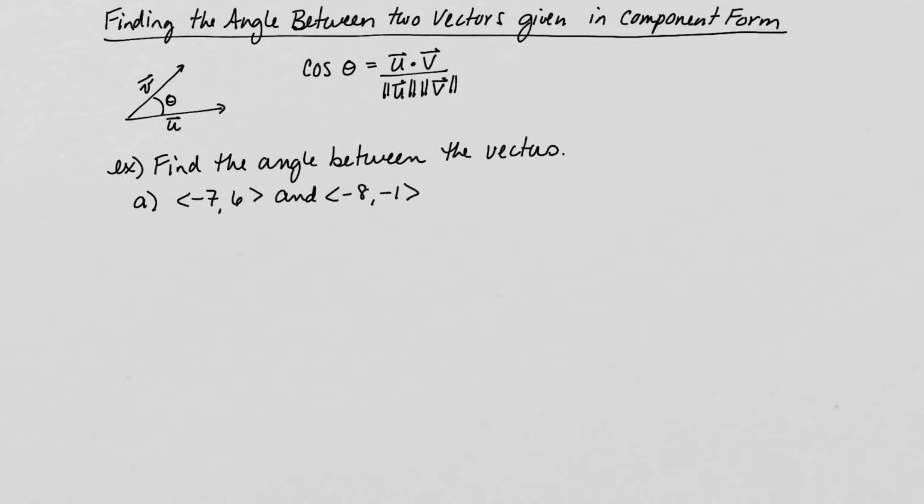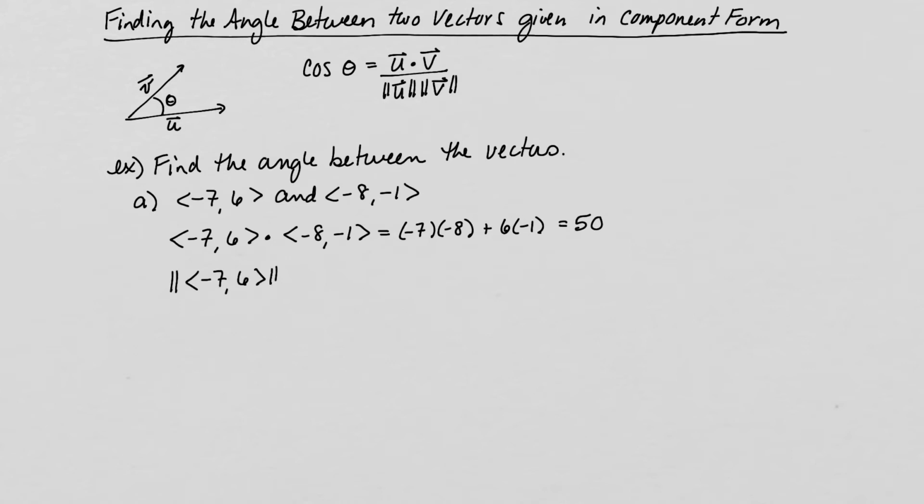So for the top, we're going to need u dot v, so it's going to be our two vectors dotted together. So -7, 6 dotted with -8, -1. So if we do that, it's going to be -7 times -8 plus 6 times -1, and that turns out to be 50. We're going to need the length of the vector -7, 6.